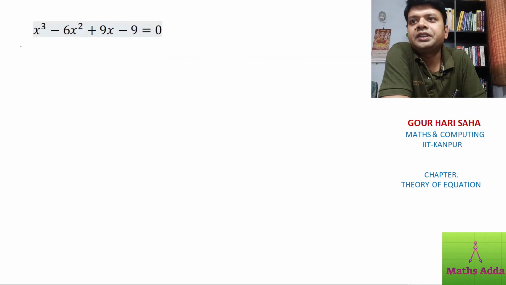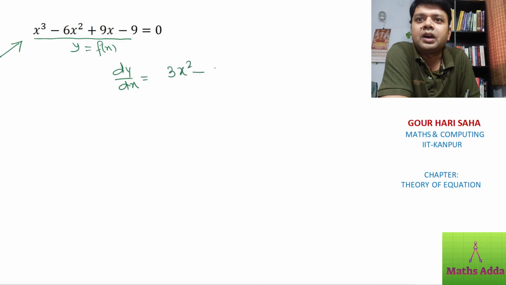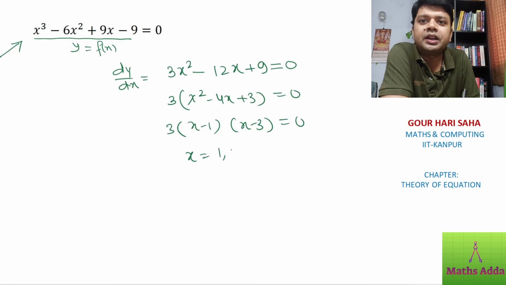So I want to find whether this cubic equation has 3, 2 or 1 real roots, right. So what I will be doing, I will be considering this as y is equal to f(x). So I will be finding dy by dx. So dy by dx will be 3x square minus 12x plus 9, right. And then to find those maximum minimum points, I make it 0, right. So take 3 common, x square minus 4x plus 3 equal to 0, (x minus 1) into (x minus 3) equal to 0. So x is equal to 1 and 3, right.